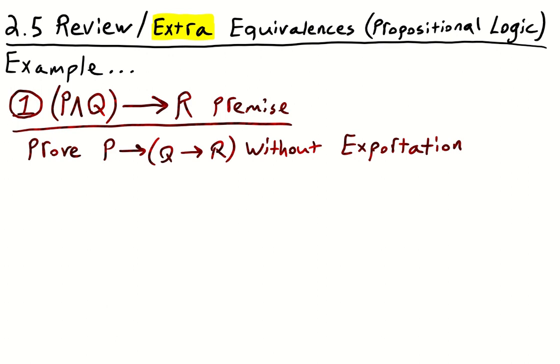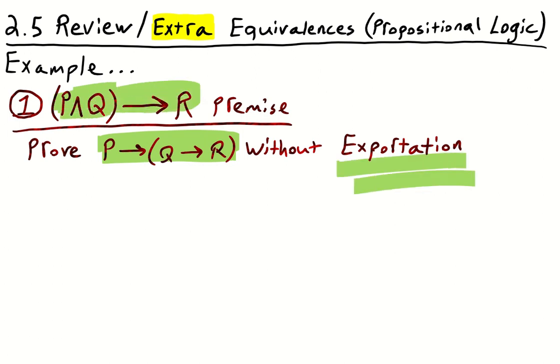Our goal is to prove the conditional if P then if Q then R. We're given a single premise, namely if P and Q then R. There is a catch, however. We cannot use exportation in our proof.